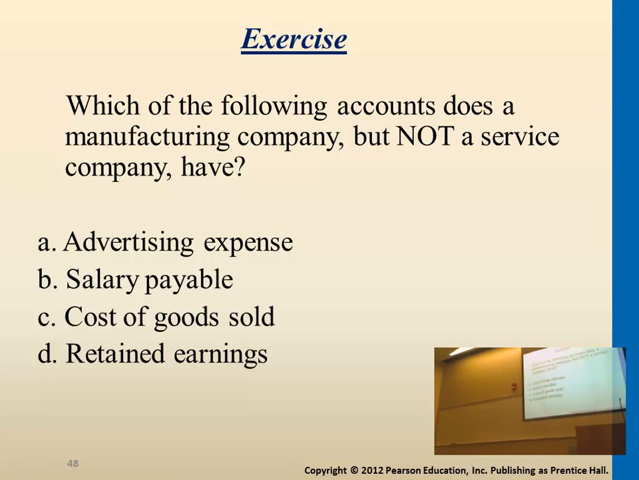Now, next one, which of the following accounts does the manufacturing company have but not a service company? Should be obvious. Cost of goods sold. A service company doesn't have inventory. We don't produce our own products, we don't purchase products from others. So the service company only provides skills, knowledge, time, so they do not have cost of goods sold. All the others, advertising expense, payroll, definitely hire people, we advertise, market your product, retained earnings. What is retained earnings?